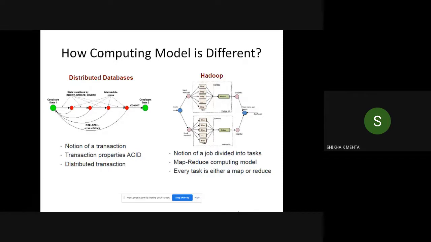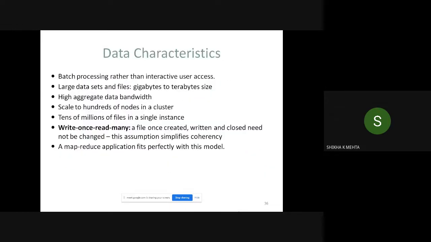And in case of Hadoop, the notion of job, that means we are talking about the computing model. Here, in the distributed databases, the computation is in the form of transactions. But in case of Hadoop, it is in the form of tasks, right? And that computing model, we say it is the MapReduce model. Every job that is being done, all the computations which are required, are basically tasks to be performed. And every task is either a map or a reduce task. We will be discussing the MapReduce model in detail. Here we are just trying to understand how the computing model of Hadoop is different from the distributed databases.